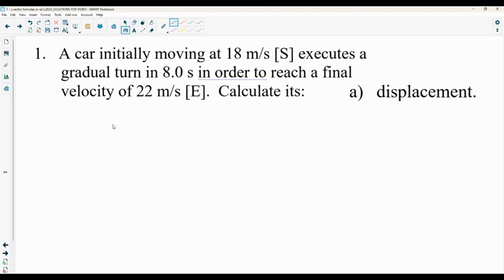Okay, so I'm going to take you through some examples, and then I'm going to have you try a good, meaty, challenging problem together in collaborative teams.